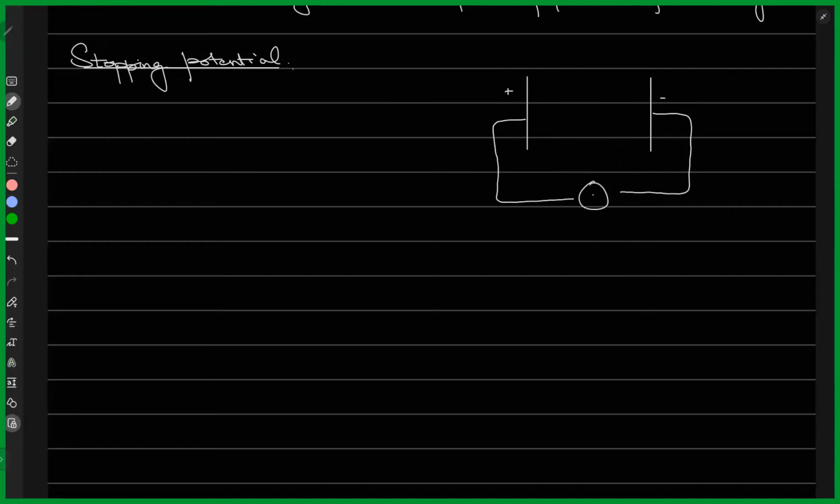Stopping potential. Let me first draw the idea behind this. Here you have two terminals. Let's say this is positive, this is negative, and they are connected to a voltage supply V. There's some voltage, and a battery is connected, so this is a minus and plus. Now what is happening? You're taking a photon and you're hitting it onto this plate. As a result, what happens?